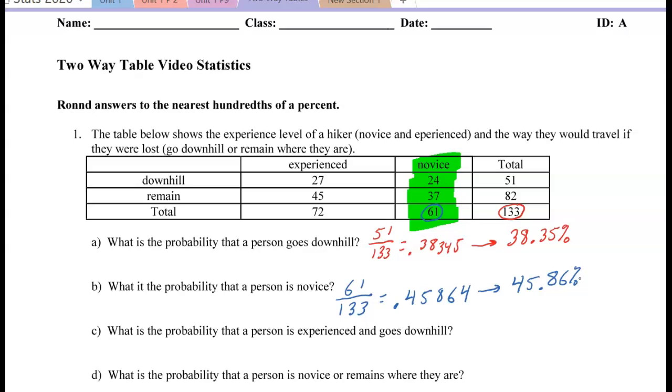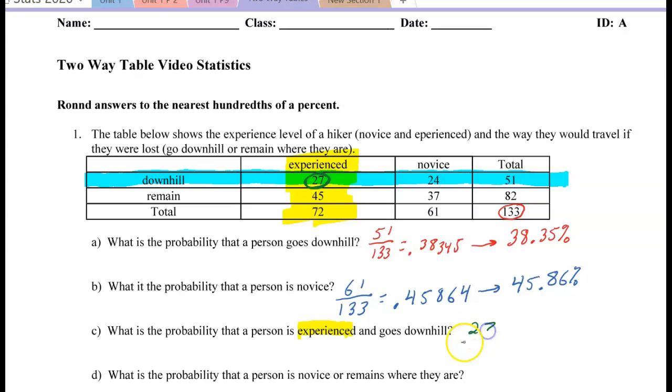Question number 3. What's the probability the person is experienced and goes downhill? So experienced and goes downhill. I'm interested in this yellow column, which is the experienced, and going downhill, the blue. And if you look at my screen, when you combine the yellow and blue, you get the green. So the people that are experienced and go downhill is this number I'm circling. So it's 27 out of 133. 27 out of 133 on my calculator is 0.20300. And if I were to round to 2 decimal places, that's 20.30%.